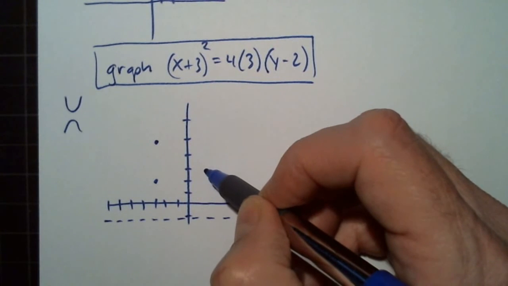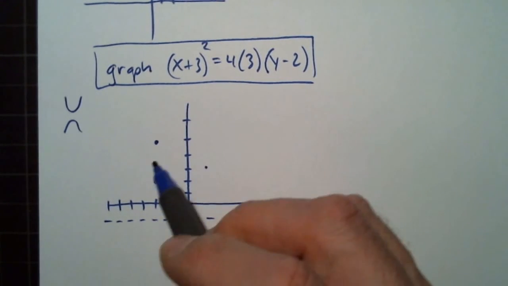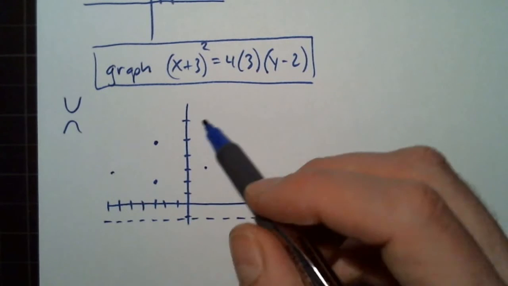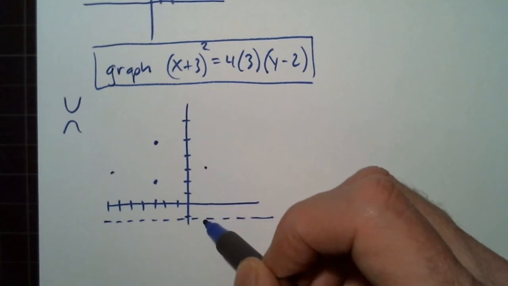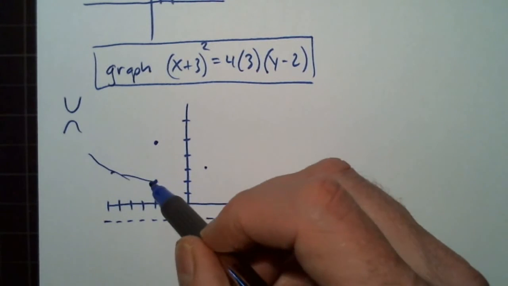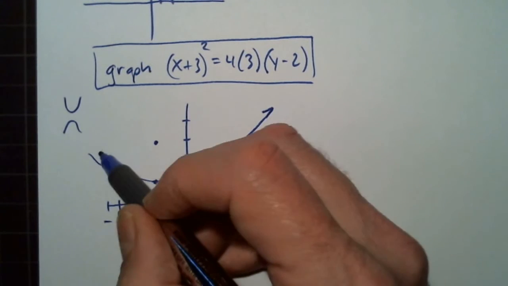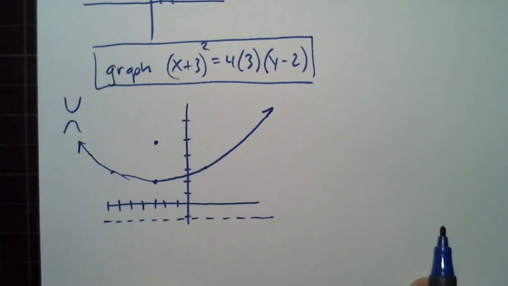Then we can estimate a point here. And we want this distance to be equal to that distance. And we have the parabola like that.